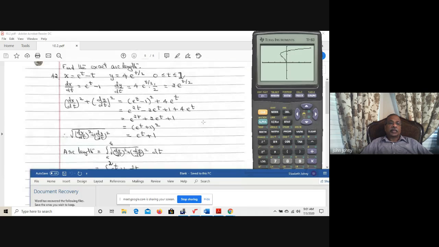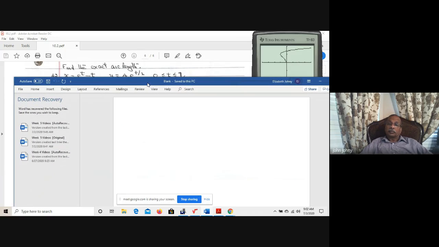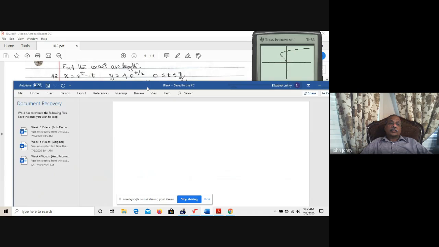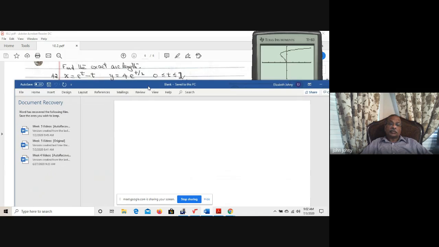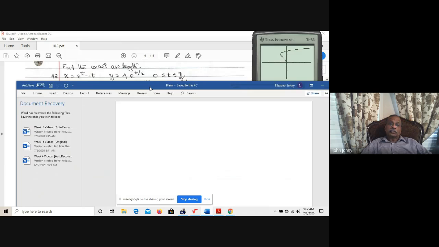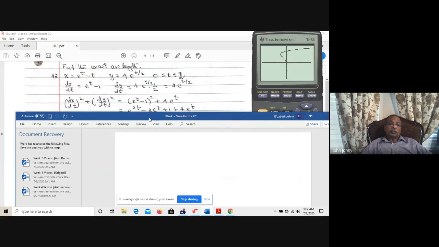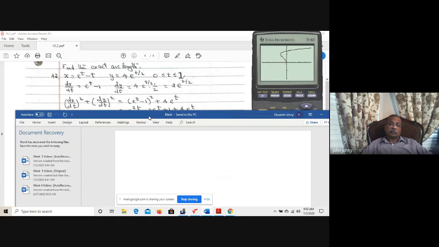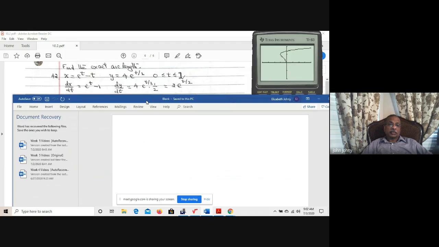Next, find the exact arc length. You have to use a formula for the arc length. X is equal to e to the t minus t, y is equal to 4 e to the t over 2. T varies from 0 to 2. And you know the formula for the arc length is the integral from alpha to beta of the square root of dx over dt the whole square plus dy over dt the whole square. So you have to calculate dx over dt first. Dx over dt is e to the t minus 1. Dy over dt is 4 e to the t over 2 times 1/2, chain rule. That is 2 e to the t over 2.